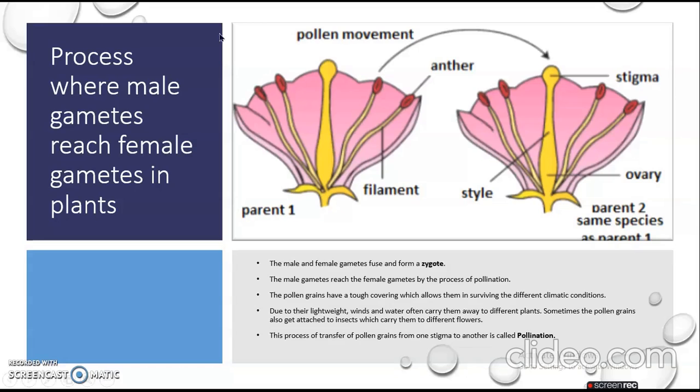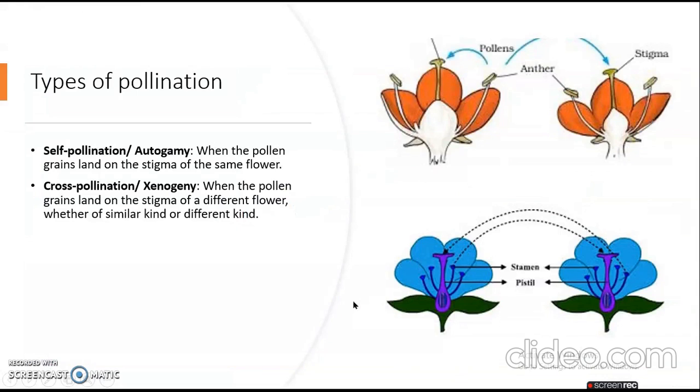As you can see in the picture here, pollen grains are being transferred from one stigma to another, and the male and female gametes are fusing and forming the zygote. Now, in pollination also, we have types of pollination. Self-pollination, or autogamy.